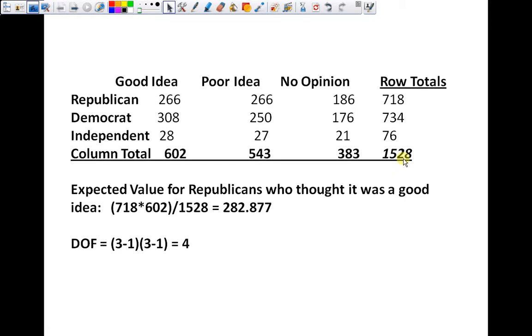Okay. So the degrees of freedom: we have 3 rows, so 3 minus 1, and 3 columns, 3 minus 1. So we get 2 times 2. Our degrees of freedom is 4. And the expected value, you'd have to do this 9 times.